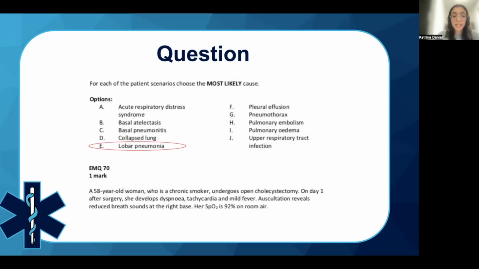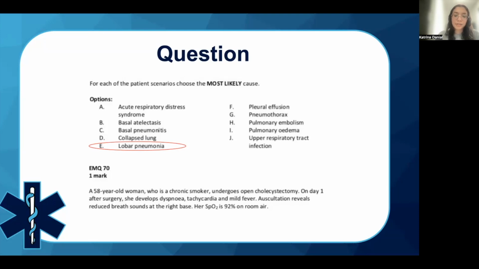Okay, so the answer here is a pneumonia. So let's talk about this. Her risk factors are she's a chronic smoker, so her lungs are already not very good. And this is day 1 post-surgery. So we're thinking wind causes either a pneumonia or atelectasis. But the thing that gives it away is that she's got localized findings. She's got reduced breath sounds at the right base, and she's having some trouble breathing. So it's consistent with a pneumonia. She's a smoker as well.